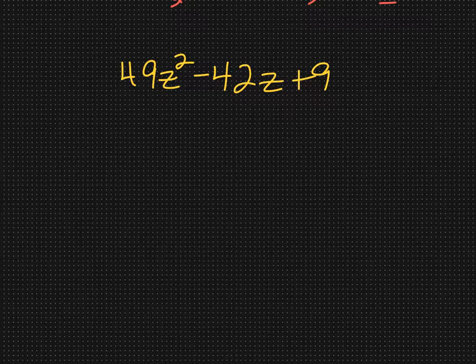There are 3 terms. So we're going to do the AC method. We cannot use the shortcut because we do not have a 1 on the squared term. We've got a 49. So we're going to have to do AC method old-fashioned way. So let's take 49 times 9. If you do that, 49 times 9 is 441.